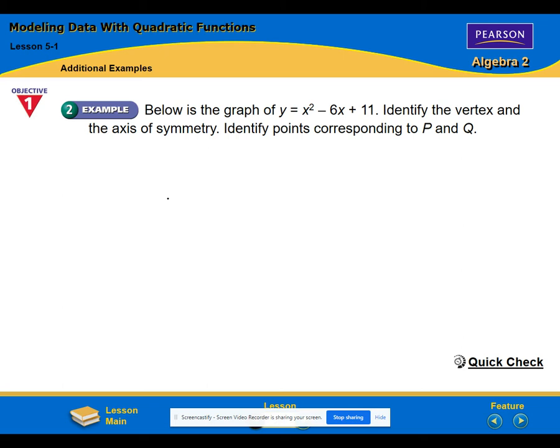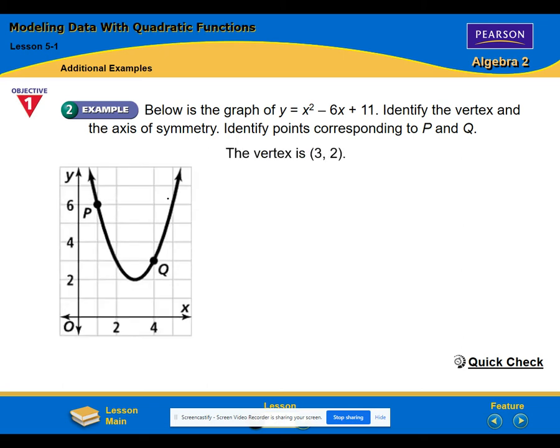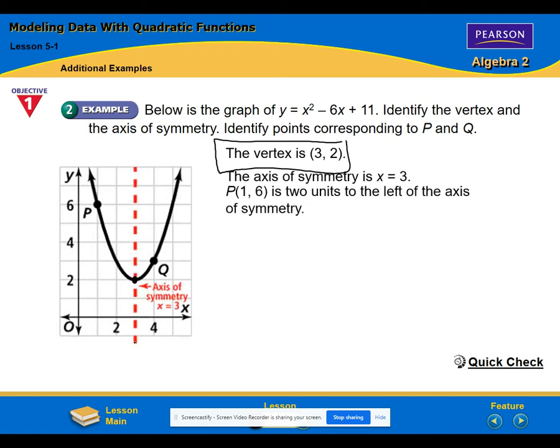All right, below is the graph of y equals x squared minus 6x plus 11. Identify the vertex and axis of symmetry. Identify points corresponding to P and Q. There's the graph. The axis of symmetry is actually going to go right here where the grid line is missing, okay? So you identify the vertex, they even said it here, the vertex is this point, which is trying to be 3, 2, and it'll be clear once the line is in place. There it is, okay? So that is the line x equals 3.